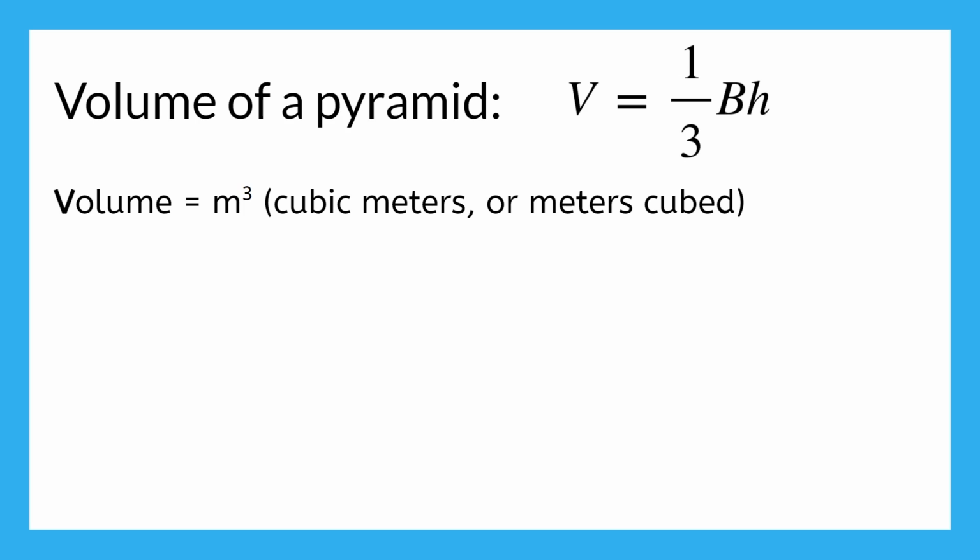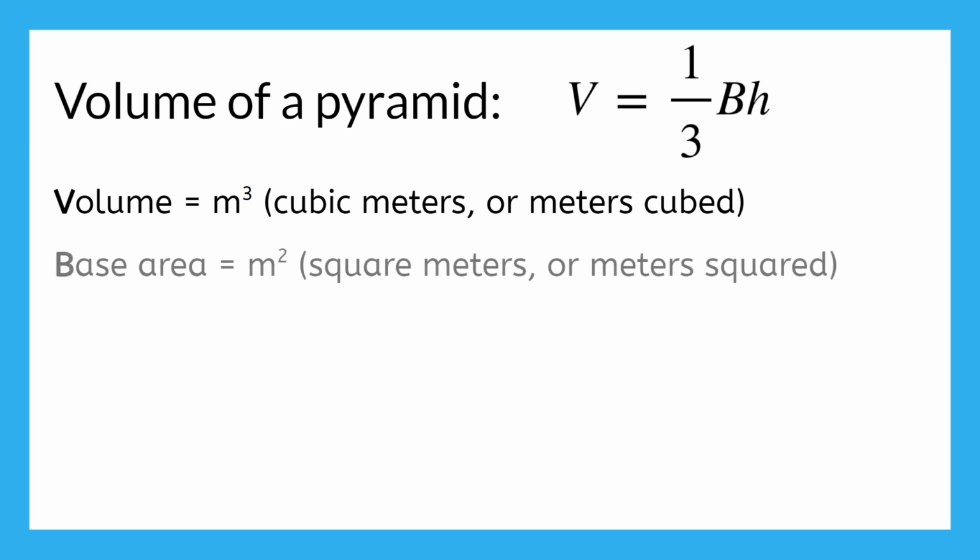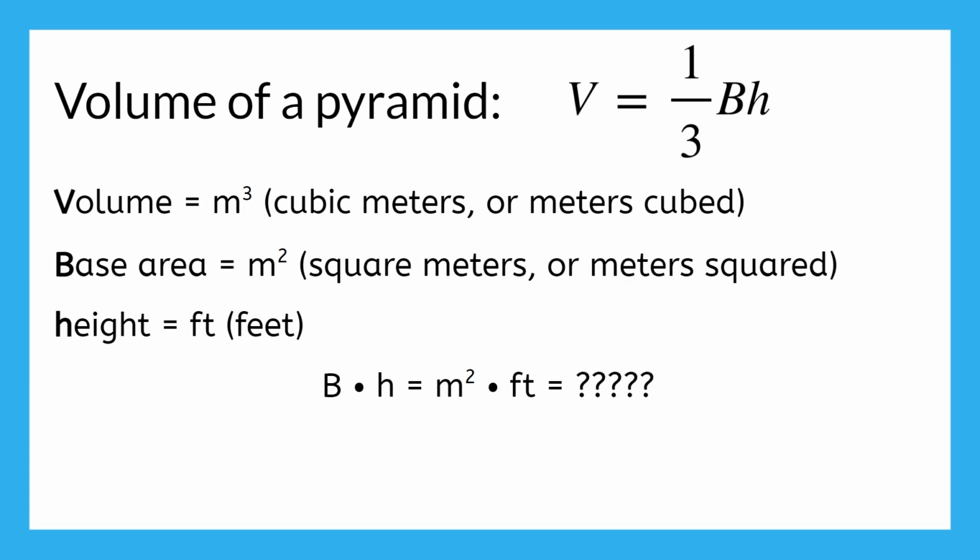B, or the base area, will be measured in square units, such as square meters. And the height of the pyramid will be measured using regular distance units, such as feet. The problem is, these units here are incompatible. If we multiply the units for B and H, they don't give us cubic meters. They give us, well, something we don't even have a name for.